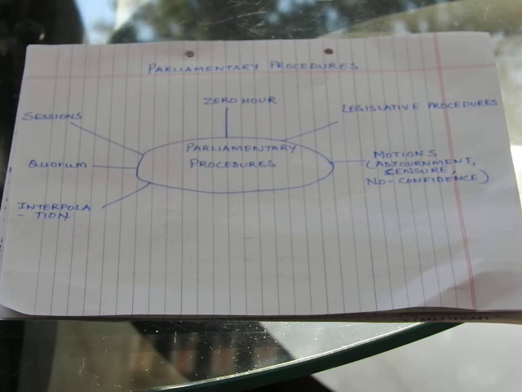In case there is a deadlock between the two houses, the President will call for the joint sitting of both the houses and it will be presided over by the Speaker. Then the majority vote is taken in that case and the decision will be taken.